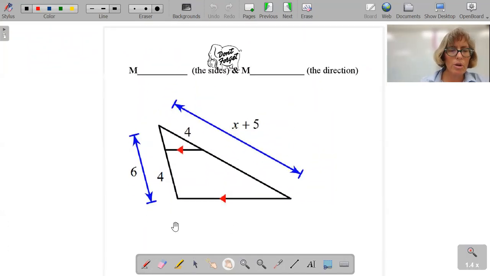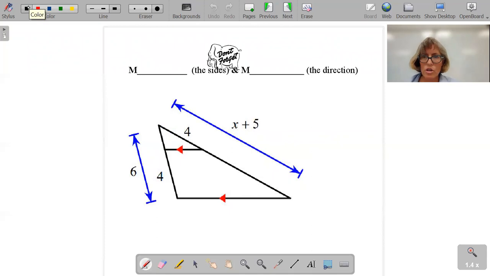So the name of the game here is you just need to match the sides up and mirror the direction. Match and mirror. Do that with me. Match the sides, mirror the direction. We're going to do a couple examples together.